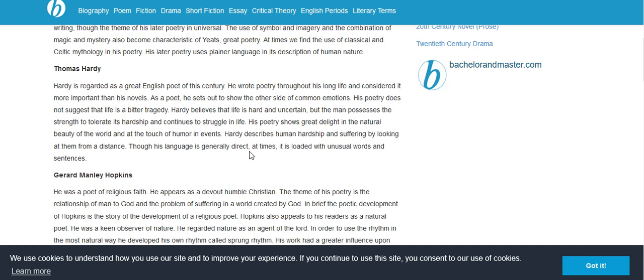Hardy believes that life is hard and uncertain, but man possesses the strength to tolerate its hardship and continues to struggle in life. His poetry shows great delight in the natural beauty of the world and in the touch of humor in events. Hardy describes human hardship and suffering by looking at them from a distance. Though his language is generally direct, at times it is loaded with unusual words and sentences.